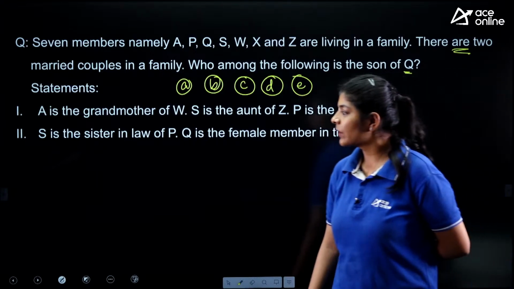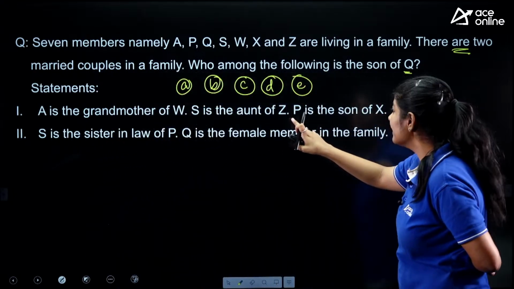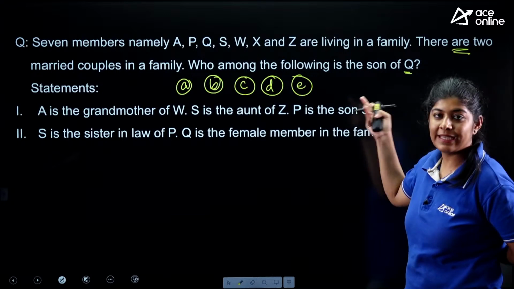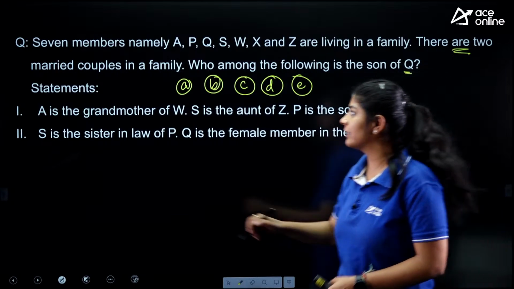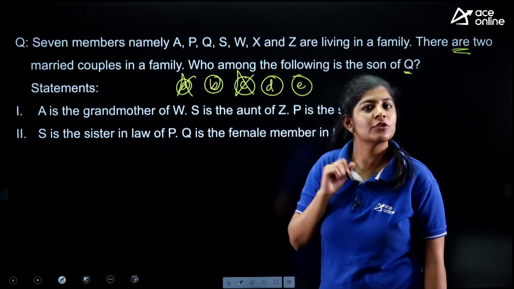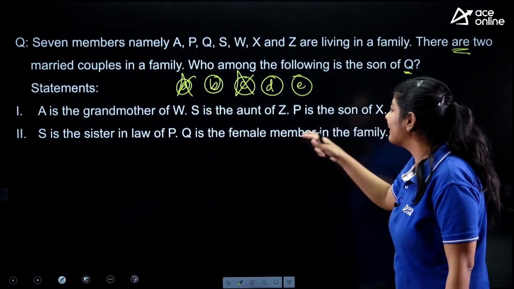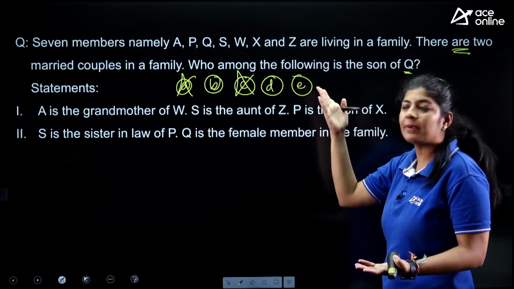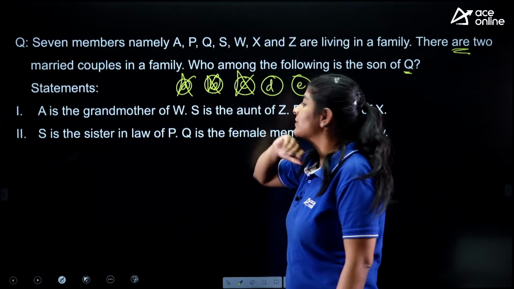Okay, let's start discussing. The first statement says that A is a grandmother of W, S is an aunt of Z and P is a son of X. Here there is no description of Q and his son, or the rest of the members, so we can't answer it. Option A is eliminated. As option A is eliminated, the other option is also eliminated, right? Second, the statement says Q is a sister-in-law of P, so Q is a female member. Okay, Q is a female member, but what about the rest of the family members? We have 7 members, right? So this one is also eliminated. If this one is eliminated, that means this option is also eliminated.